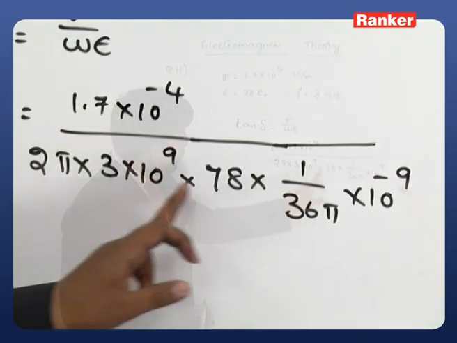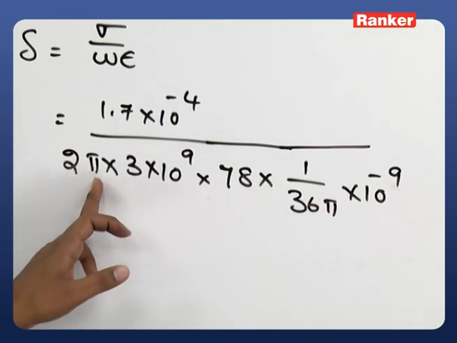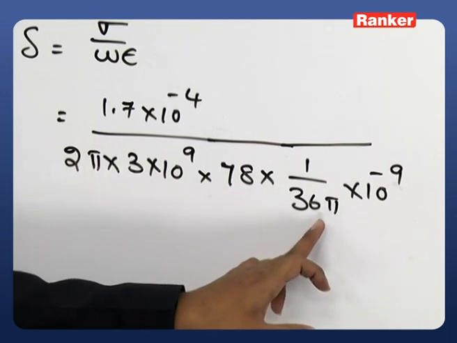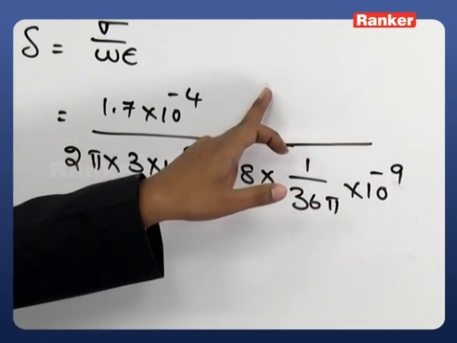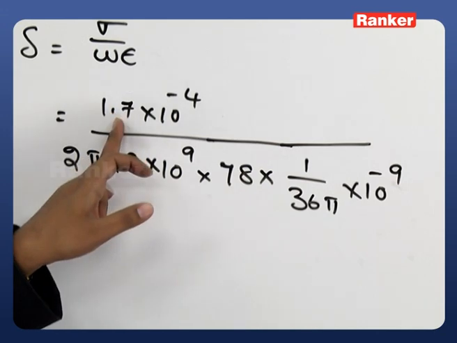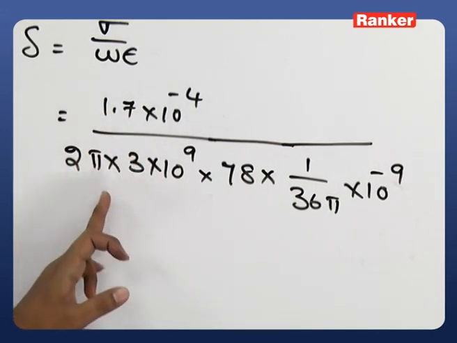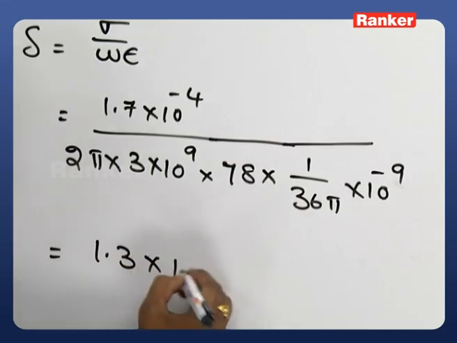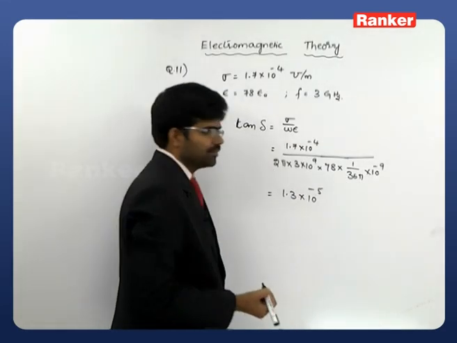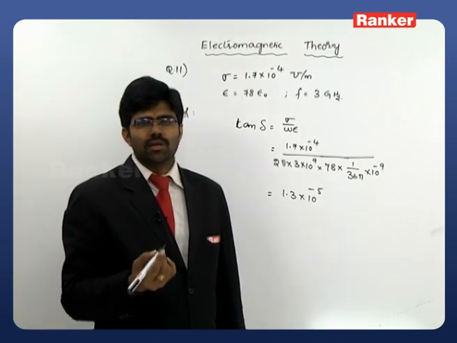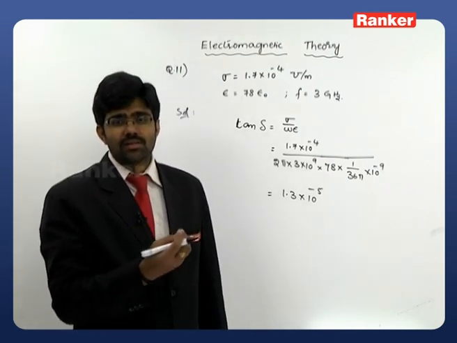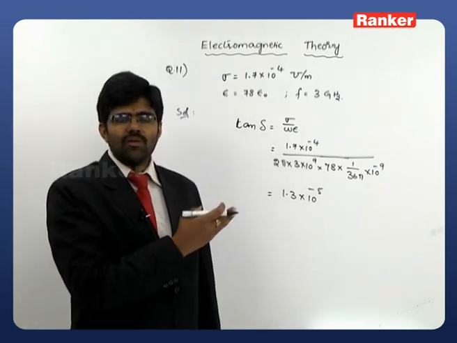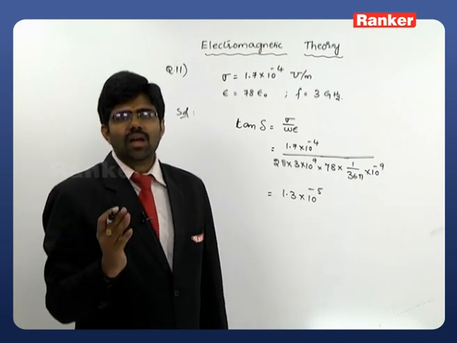So clearly 10 power 9 and 10 power minus 9 will be cancelled. This 2 pi will be cancelled with the 36 pi, leaving 18. So 18 goes up, divided by 78, multiplied with 1.7. Approximately the answer we get is 1.3 into 10 power minus 5. So the loss tangent is very small. That means there is very little loss in this particular medium, so the wave can travel a very long distance without attenuation.